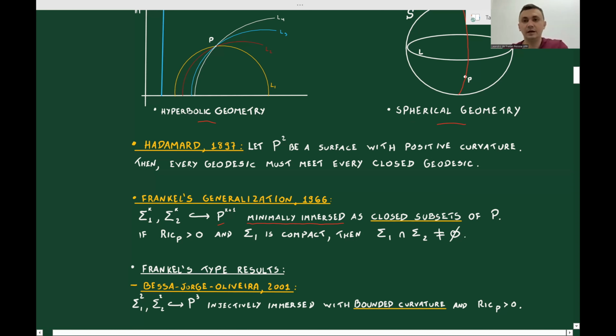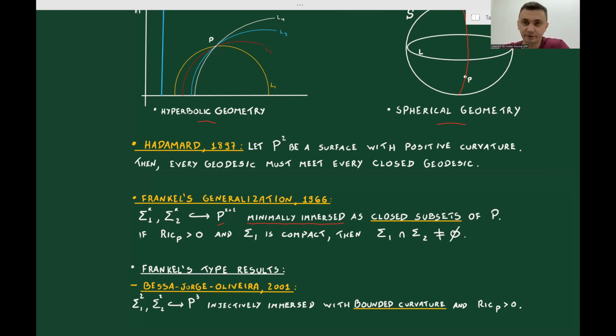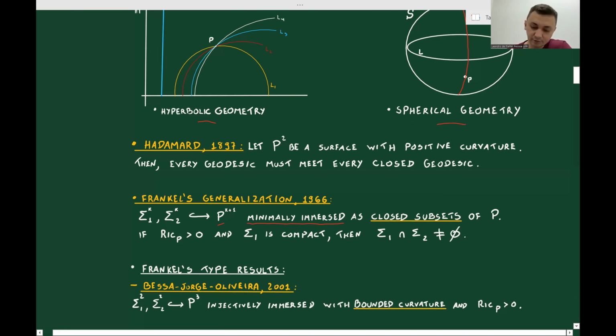In some sense, we can think that sigma 1 and sigma 2 are properly immersed in P. And the second main assumption is about the curvature. He asked that the Ricci curvature of the manifold P is strictly positive, and sigma 1 is compact. In this case, he proved that sigma 1 must intersect sigma 2.